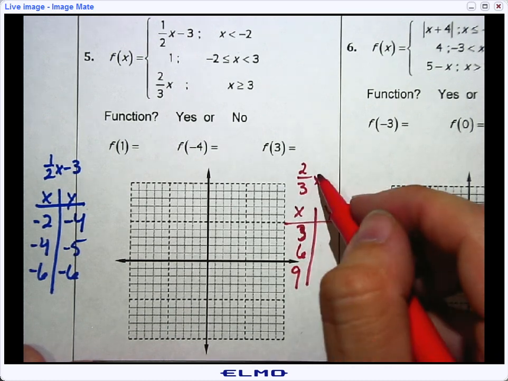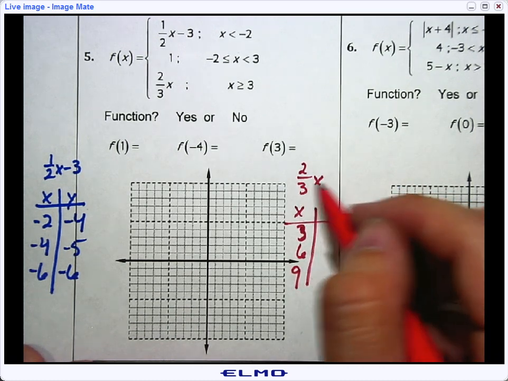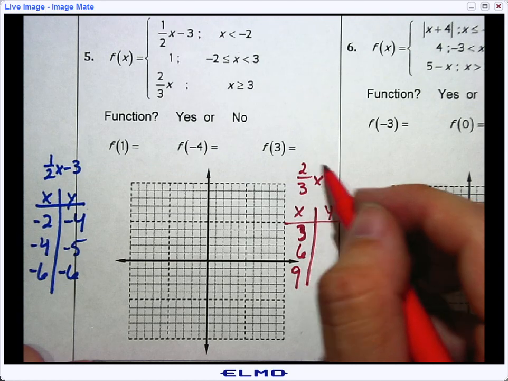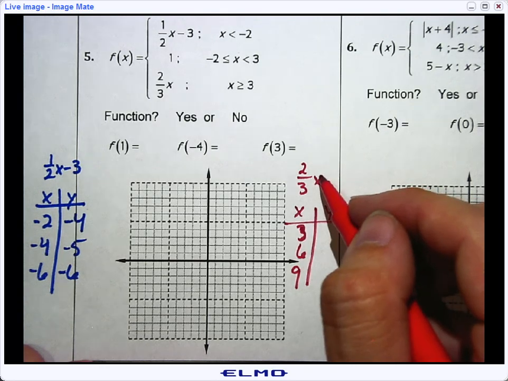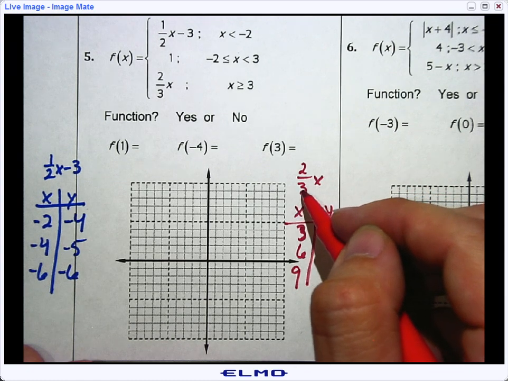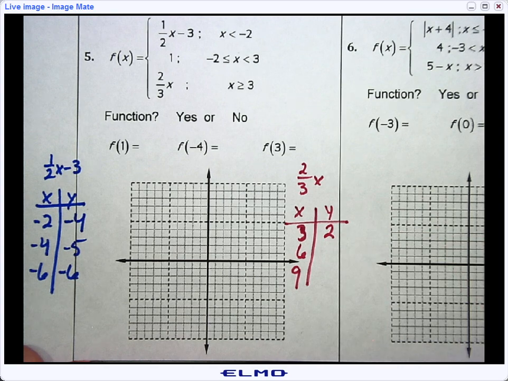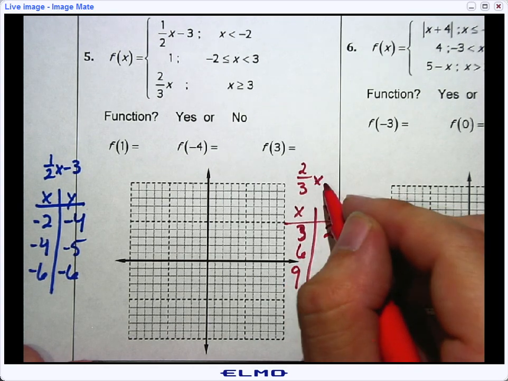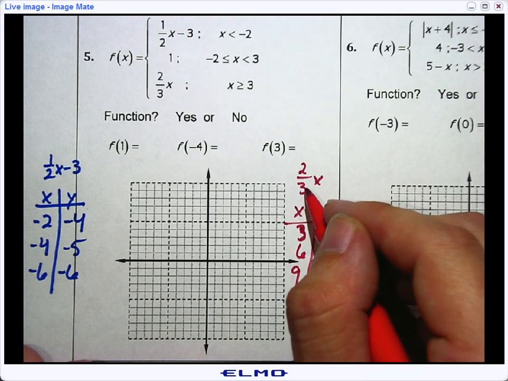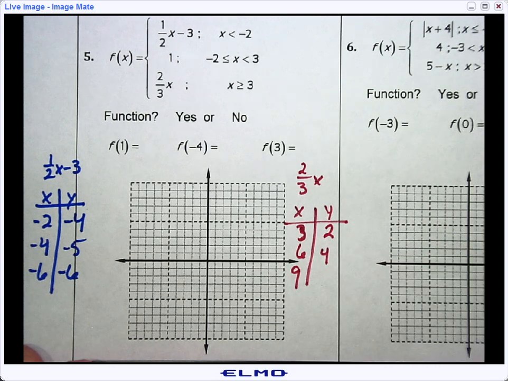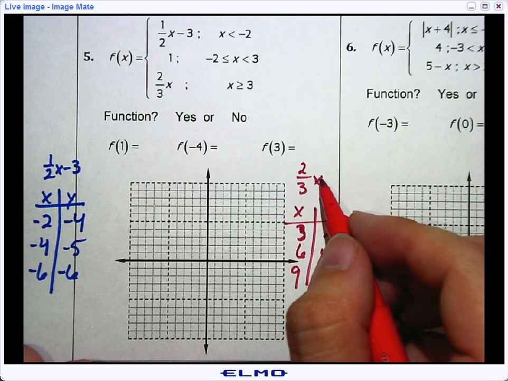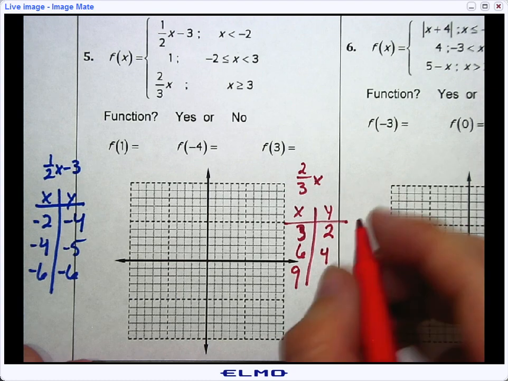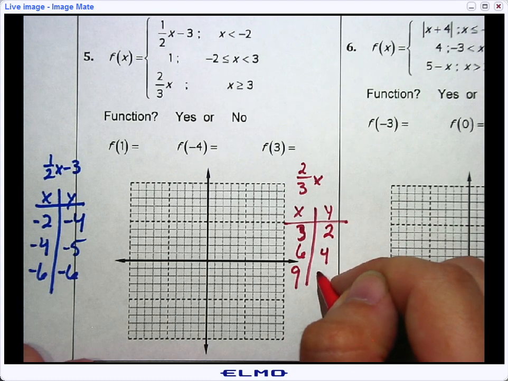So if I plug in a 3 here, 2/3 times 3. So you're going to multiply the 2 times the 3 you plugged in. 2 times 3 is 6, but then that has to be divided by 3. 6 divided by 3, 2. I'm going to take this 6, plug it into the x. You're going to do 2 times 6, which is 12, but then that 12 has to be divided by 3, which is 4. And then 9, 2 times 9 is 18. 3 divided into 18, that would be 6.